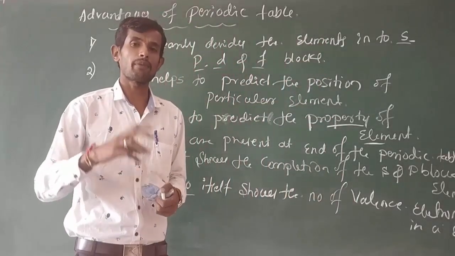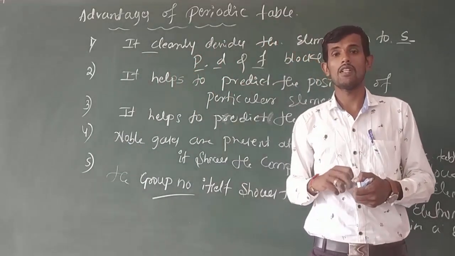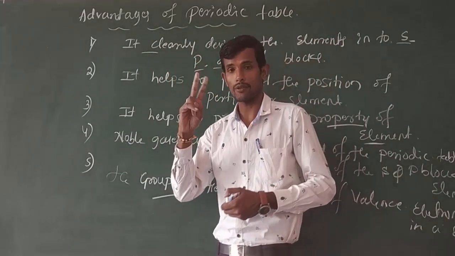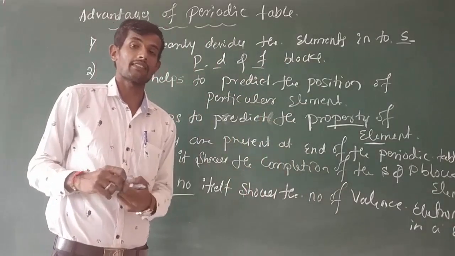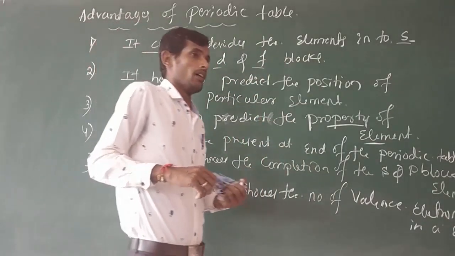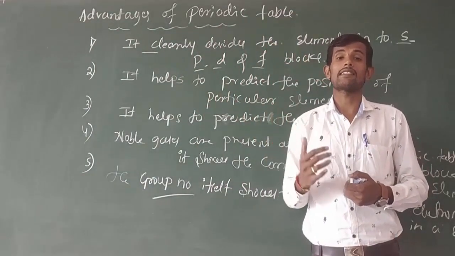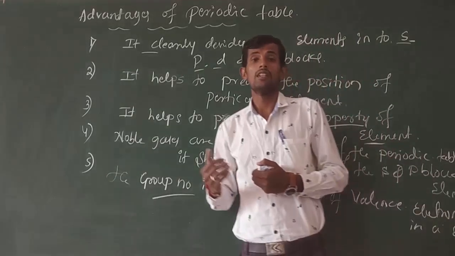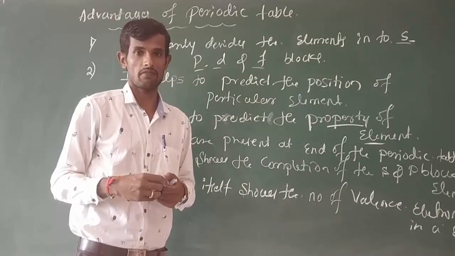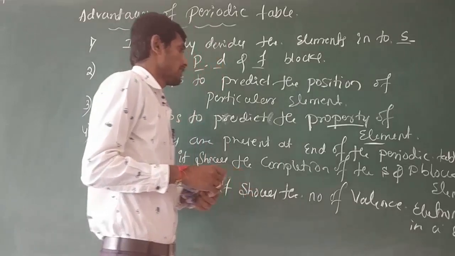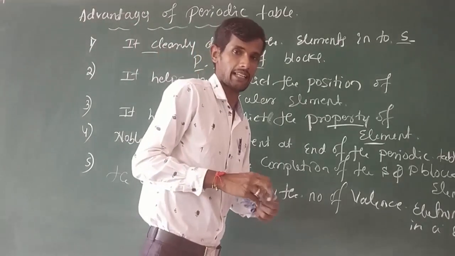If we take an example, group 1 elements contain 1 valence electron. Group 2 elements contain 2 valence electrons. Group 3 elements contain 3 valence electrons. Similarly, group 18 elements contain 8 valence electrons. Group 17 elements contain 7 valence electrons. Like that. Yes, these are some advantages of the periodic table.